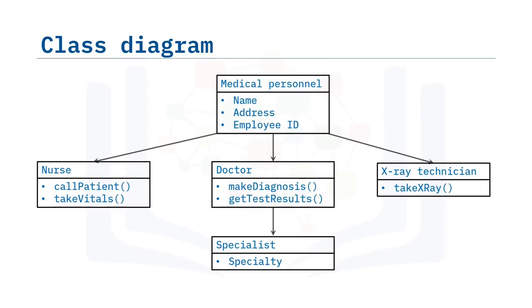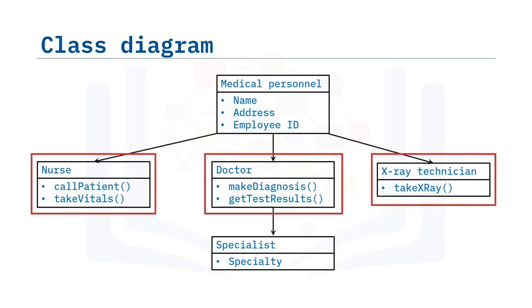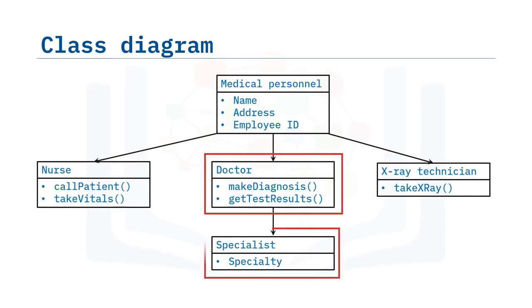A subclass is said to inherit its parent class attributes, meaning it has the same properties and methods as the parent class, but also may add additional properties and methods. In this diagram, the nurse, doctor, and technician classes are subclasses of medical personnel, and the specialist class is a subclass of the doctor class. This means that doctors can do anything medical personnel can do, and specialists can do anything a doctor can do.